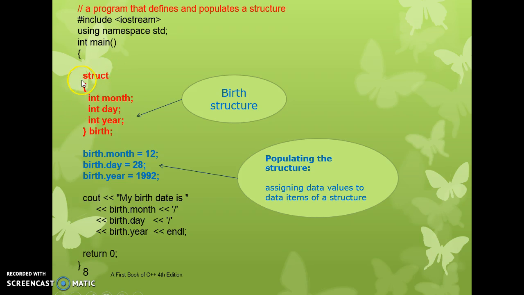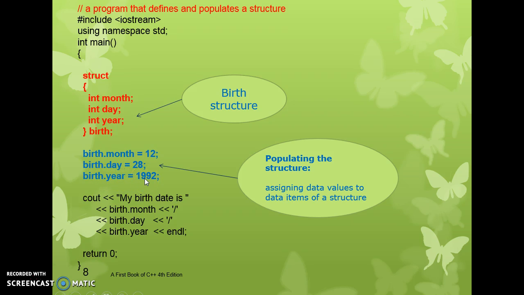First, we have a structure with 3 members, which are integer month, integer day, and integer year, and the structure name is birth. Therefore, this is called a birth structure. For populating the structure, or assigning data values to its data items, we use the dot operator. For example, birth.month is equal to 12, referring to the month. Birth.day is equal to 28, and birth.year is equal to 1992.